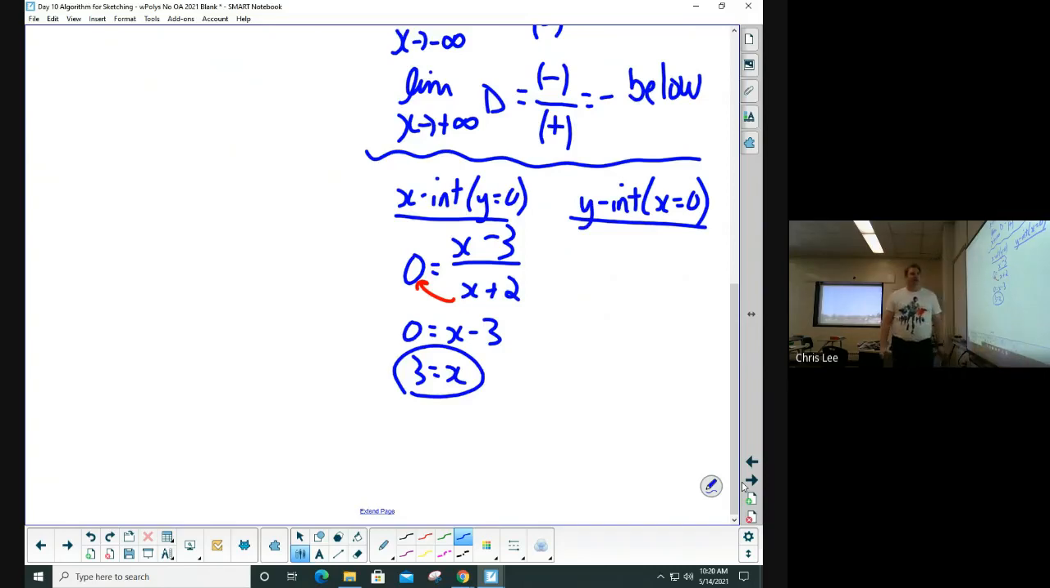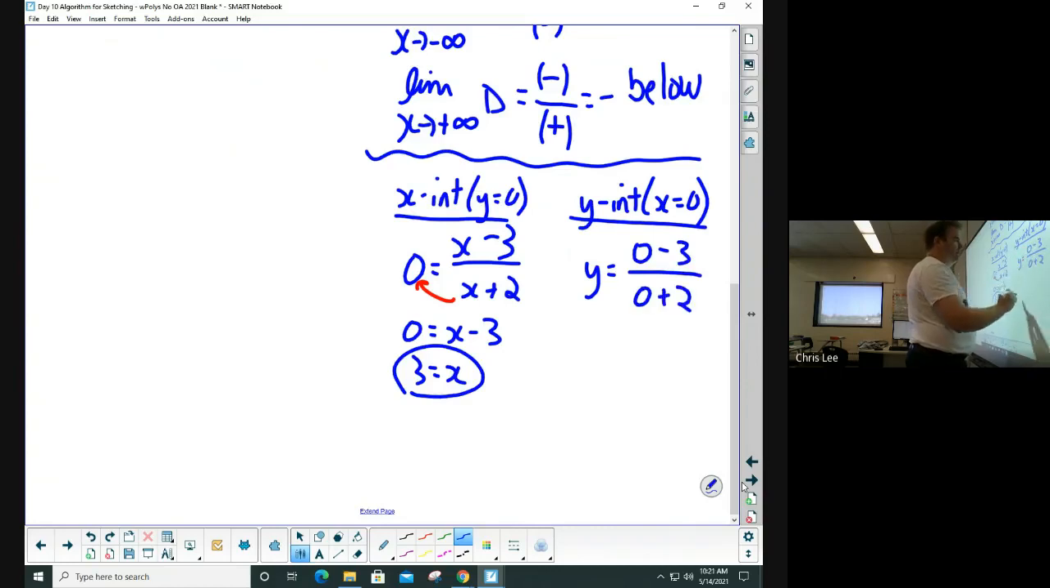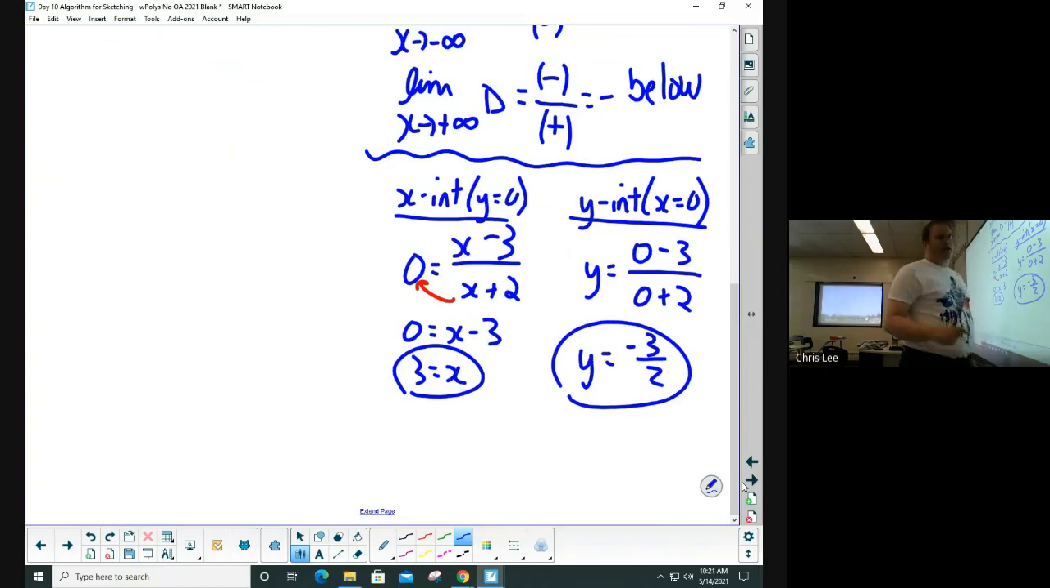So there's my x-intercept. The y-intercept happens when x equals 0. So wherever I see an x, I'm going to plug in a 0. So it's 0 minus 3 over 0 plus 2. So y equals negative 3 over 2, which I know is negative 1.5. I might need the decimals so I can picture where it is on the graph. 3 over 2, I kind of know where that is, but negative 1.5 is helpful. So I have my two x and y intercepts.